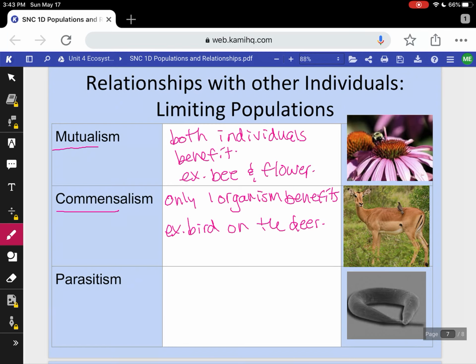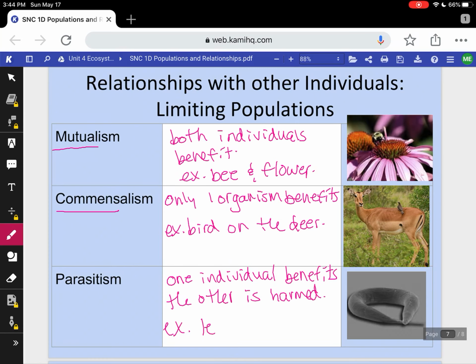Okay, and the last type of relationship is parasitism. This is a non-mutual relationship, where one individual benefits and the other is harmed. An example of this would be a leech. A leech latches onto an animal and sucks the blood of the animal. It's beneficial for the leech, not beneficial for the animal.